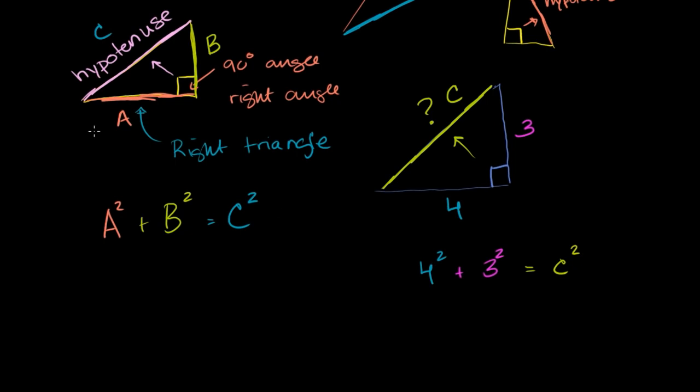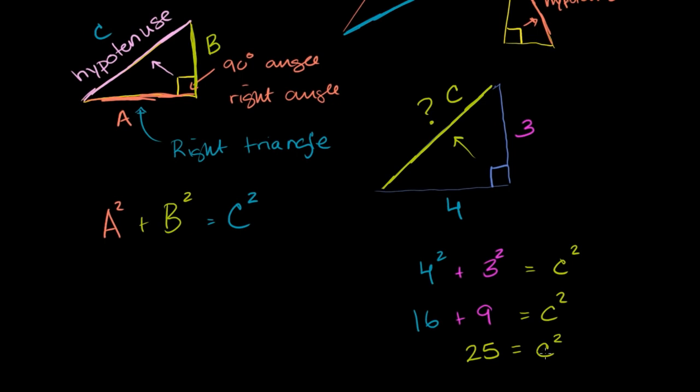So 4 squared is the same thing as 4 times 4. That is 16. And 3 squared is the same thing as 3 times 3. So that is 9. And that is going to be equal to C squared. Now, what is 16 plus 9? It's 25. So 25 is equal to C squared, and we could take the positive square root of both sides.